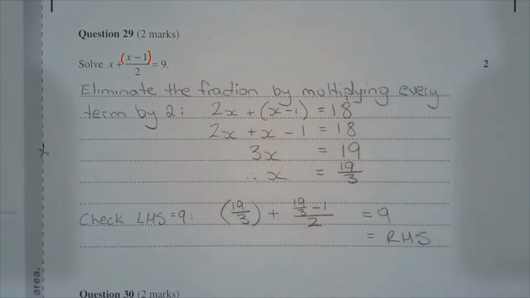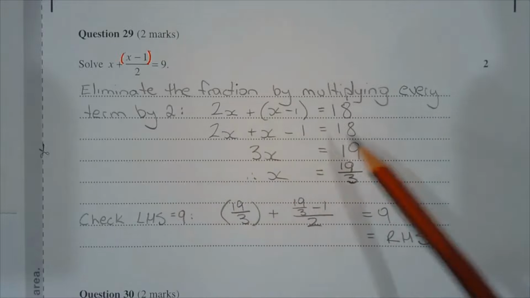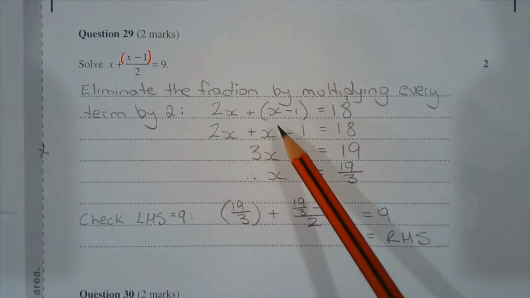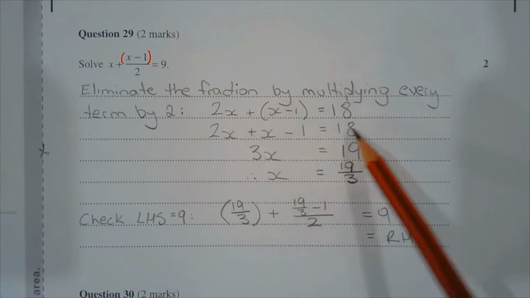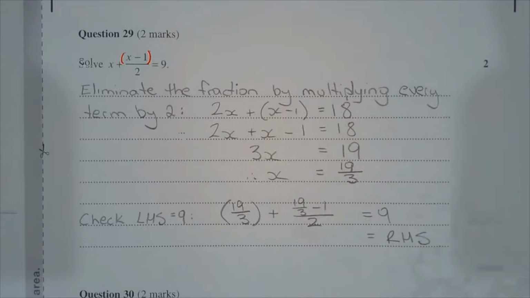Next, expand the brackets. There's not much that needs to be done there apart from just removal of the brackets. So 2x plus x minus 1 is equal to 18. Collecting the like terms, 2x plus x is 3x, and adding 1 to both sides, 18 plus 1 is 19. Finally, dividing both sides by 3, we have x is equal to 19 over 3.